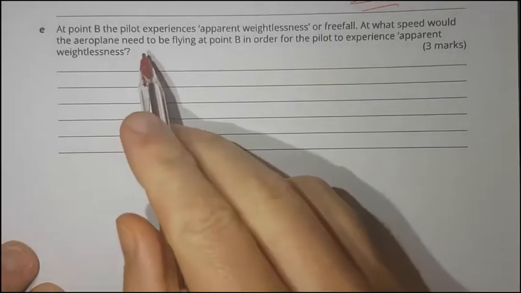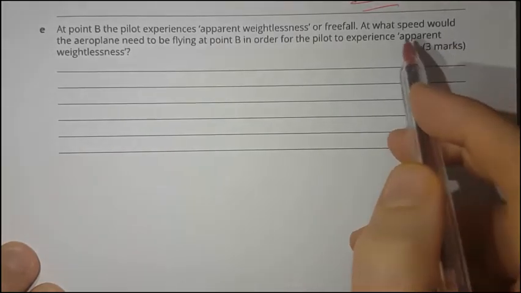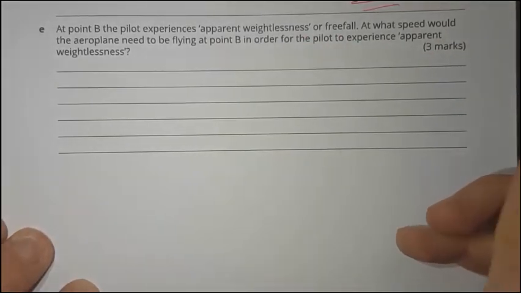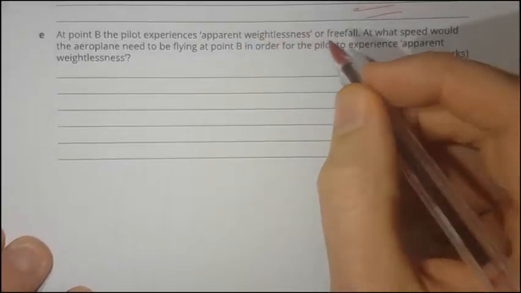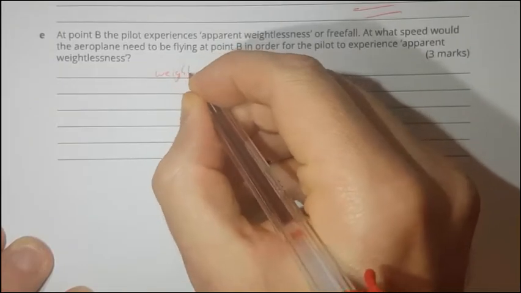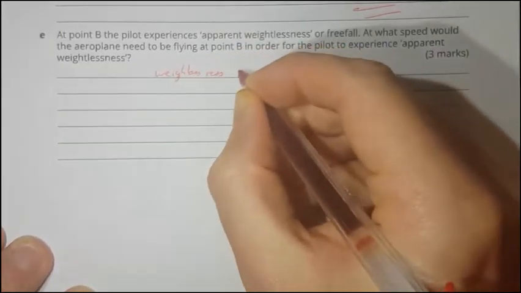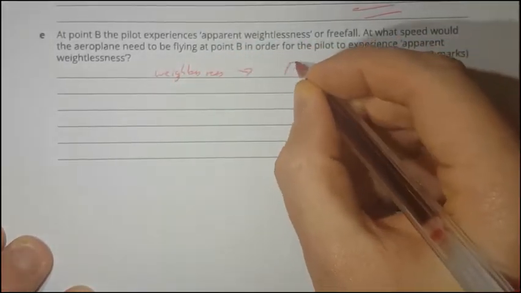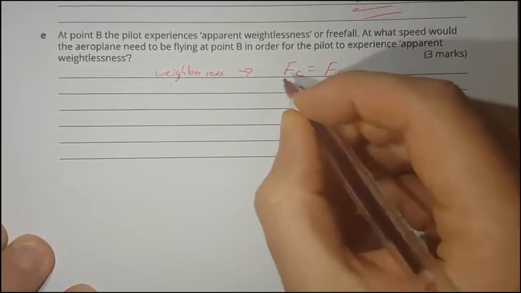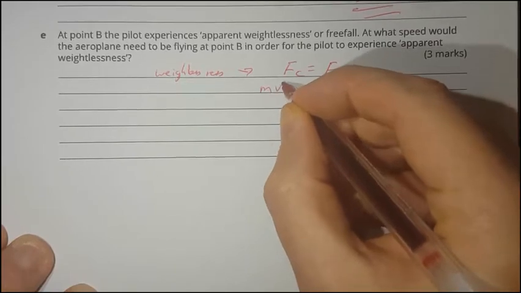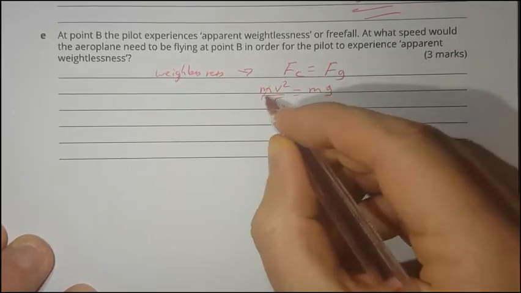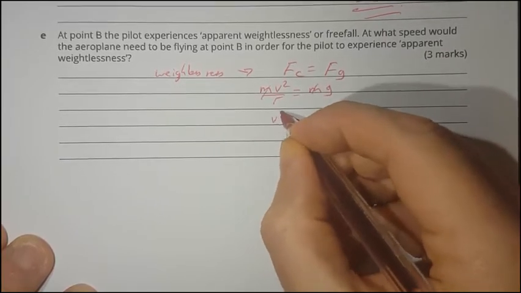And finally, the last question is talking about weightlessness. At what speed would the airplane need to fly? It's pretty straightforward, sort of like a bucket whizzing around upside down. The first thing you need to do is point out that for weightlessness, you need the centripetal force to be provided only by gravity. You can substitute those numbers in now. mv squared on r is going to be equal to mg. The m's cancel, so you end up with v squared.